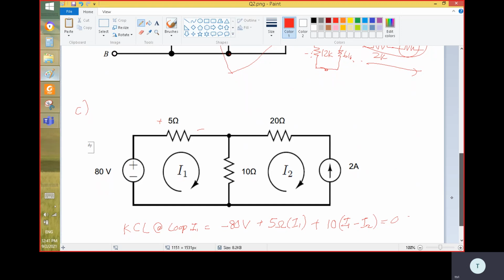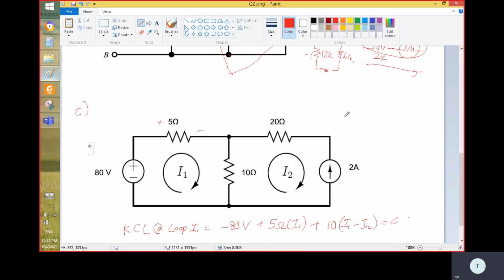All right, for part C, it's quite simple actually. You don't need to worry about this. So I give you one most important equation here. For loop 1, if you assume this is loop 1, I1 is loop 1, you use the KVL, sum of all the voltages around the loop. Start with here, minus 80 plus 5 ohm multiplied by loop 1 current, and then plus this 10k.